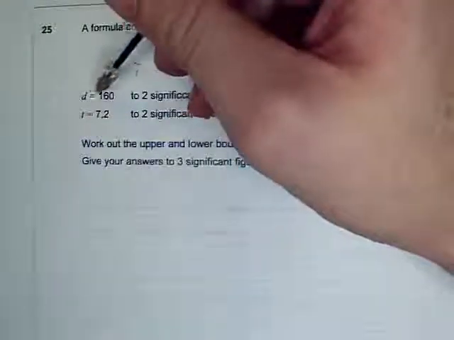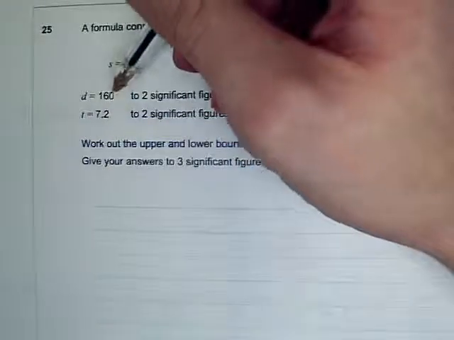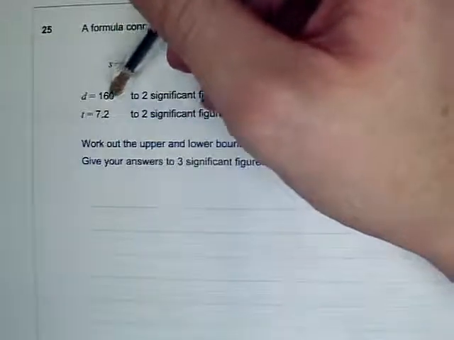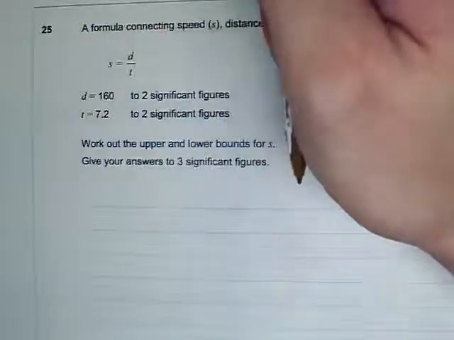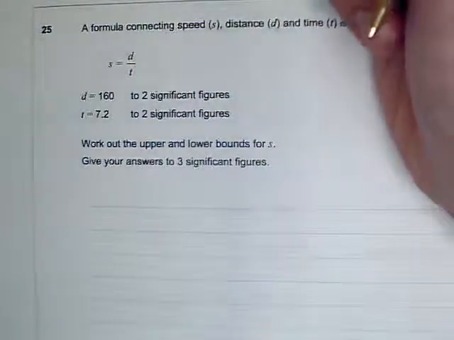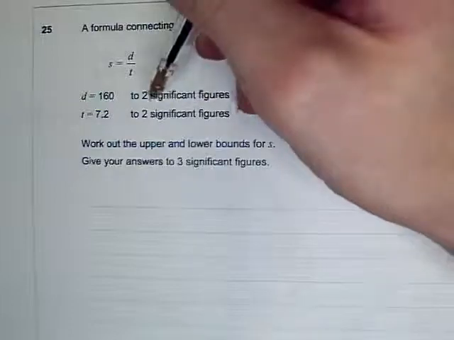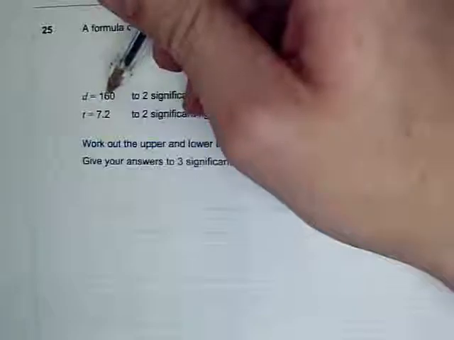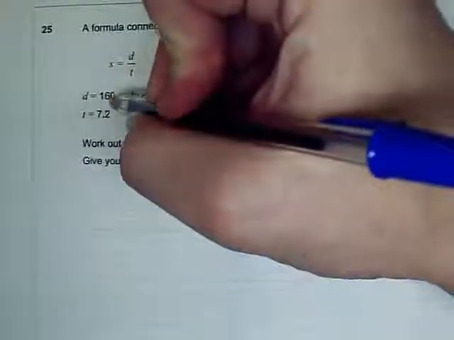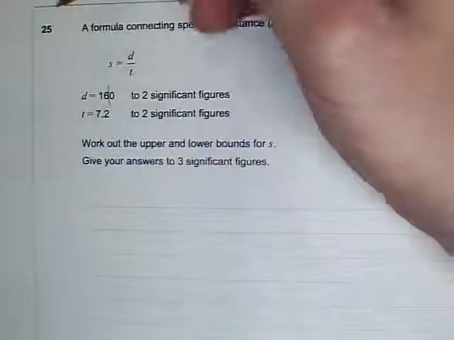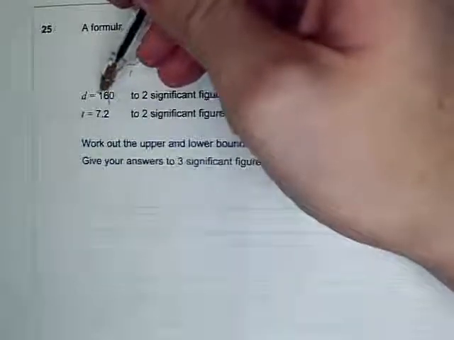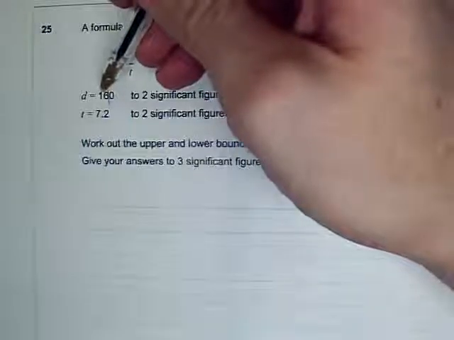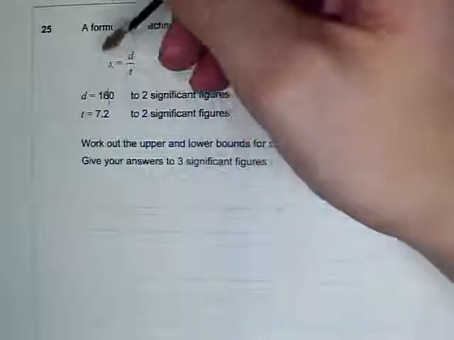So if the distance was 160, meters or whatever it is, and to two significant figures, what would be the maximum and minimum value that this could take? So to do this, we could consider what two significant figures mean. Two significant figures mean the first two non-zero numbers, the 1 and the 6. And what I like to do is think about what would be the next possible number up from 1 and 6. So the next one would be 170.